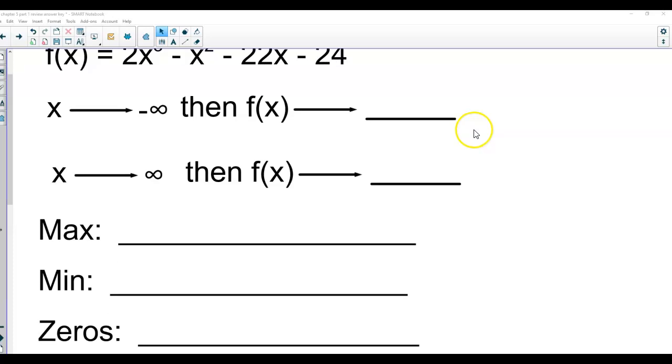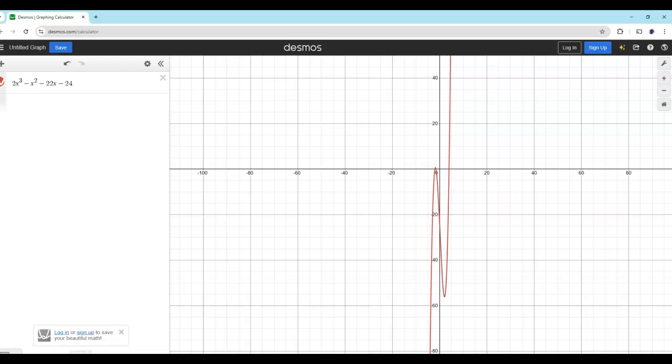I'm looking for my ending behavior, my max, my min, and my zeros. We plug the graph or the equation of the polynomial in. And then we look at this graph, if you notice, as the graph goes to negative infinity on the x-axis, it goes down to negative infinity on the y-axis. As the graph goes left, the graph goes down. And as the graph goes right, the graph goes up.